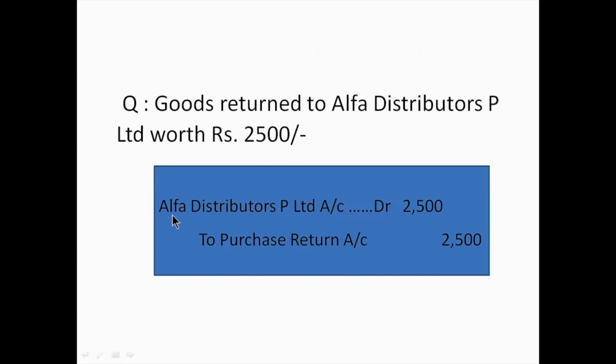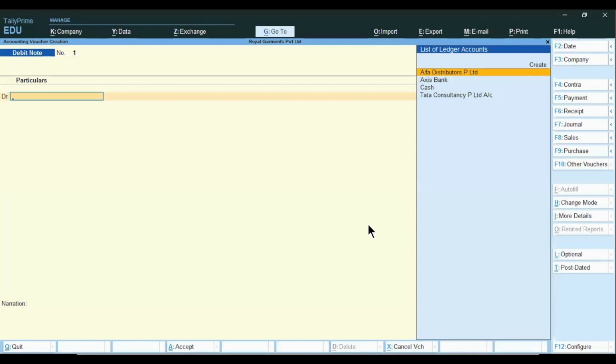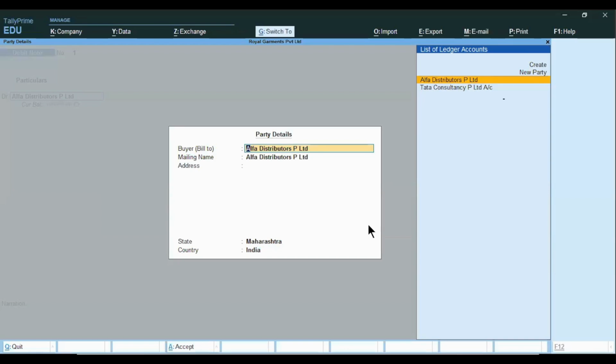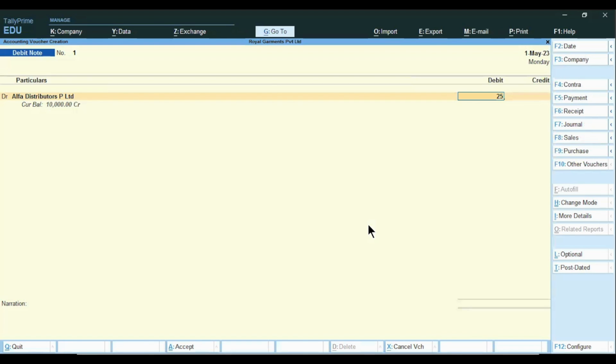So the entry will be debit to the party and credit will go to purchase return account. So Alpha Distributors account debit to purchase return. So enter. Now it is asking for the debit part. So debit we have Alpha Distributors. Accept the screen as it is, 2,500.